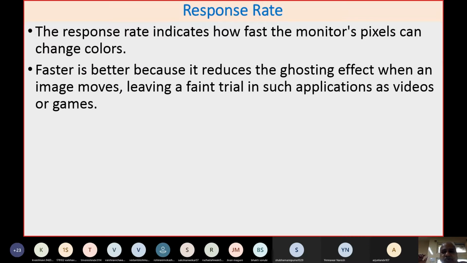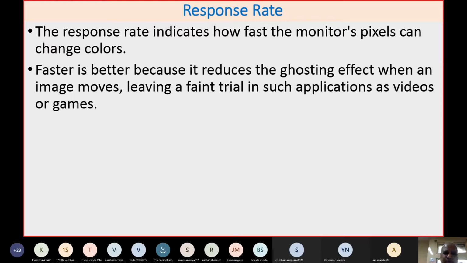The response rate indicates how fast the monitor pixels can change colors. Obviously, you might have experienced this when using a laptop or desktop, playing a multimedia movie, maybe a 3D movie or a normal HD movie, and you connect it to VGA or, let us say, through an HDMI cable. You really notice the quality of the picture: there will be blurring or mixing of the picture, or a slowness of the picture, or one frame overlapping on another frame. This is possible if the response rate is low.